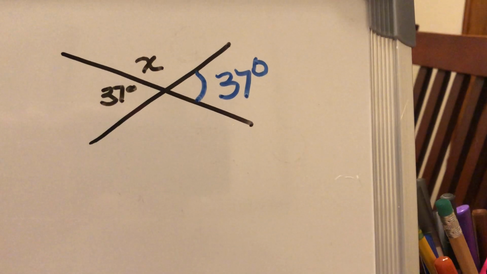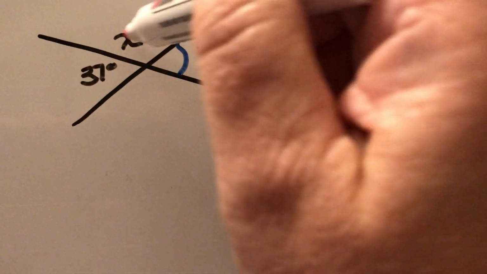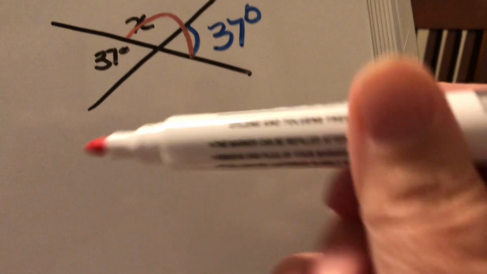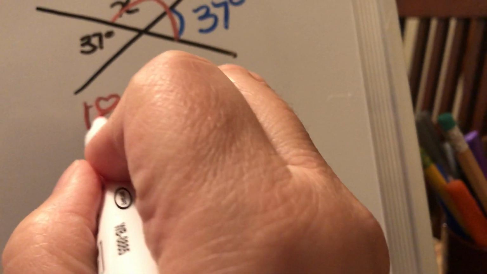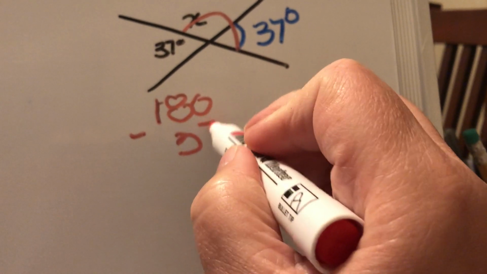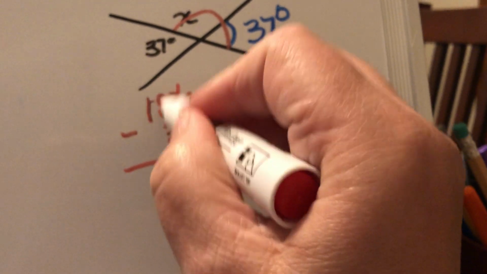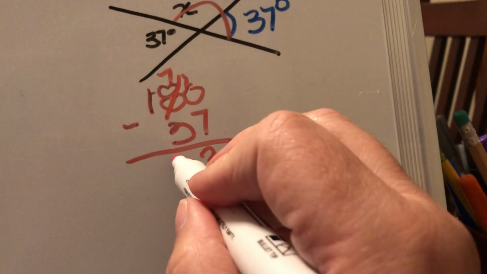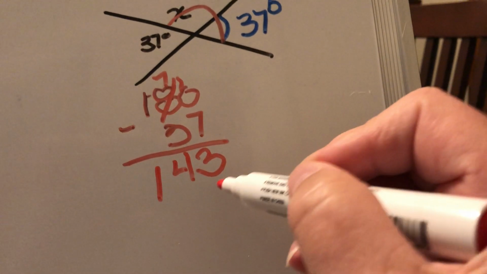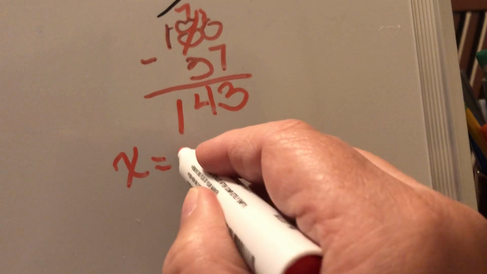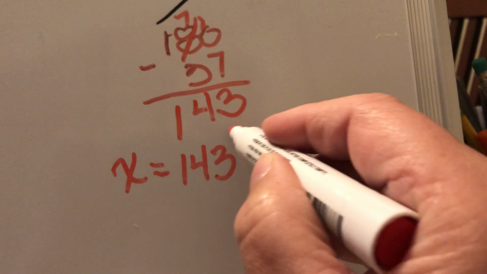Then I can look at angle X. I could either look at it this way, or I could have looked at it the other way. They make a straight line, a 180 degree angle. So I'm going to take 180 degrees minus 37. I borrow, 10 minus 7 is 3. 7 minus 3 is 4. And I get 143. So x equals 143 degrees.